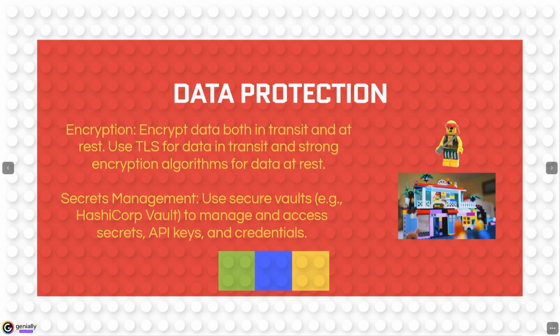And secrets management. We use secure vaults, for example HashiCorp Vault, to manage and access secrets, API keys, and credentials. HashiCorp Vault is a tool designed for securely managing secrets and protecting sensitive data. It provides a unified interface to access secrets across various environments and uses policies to enforce security.